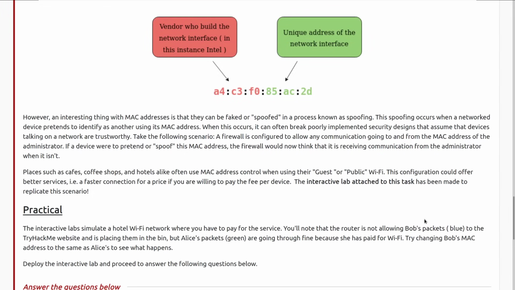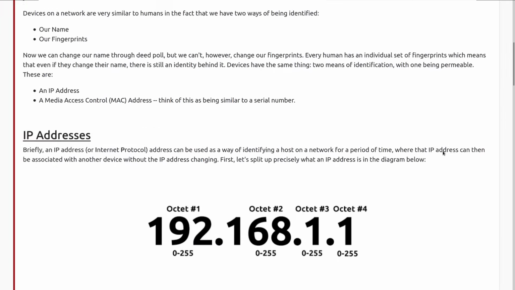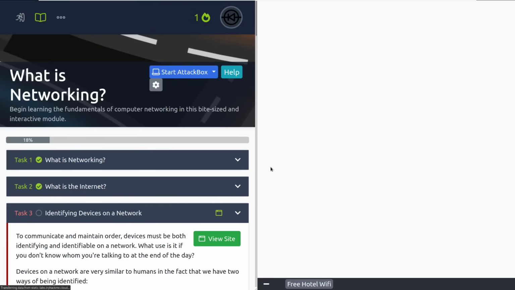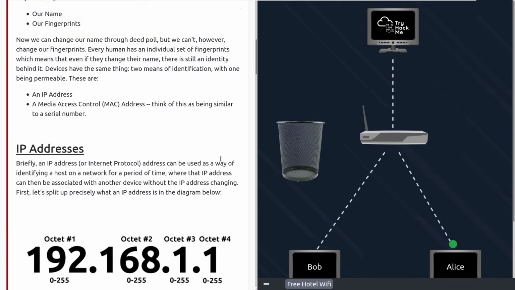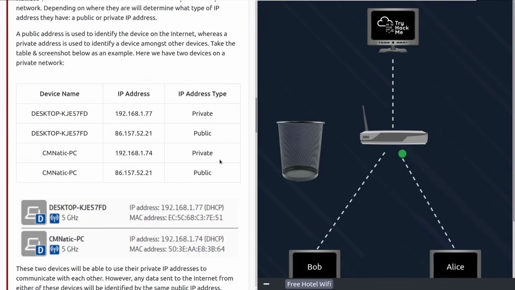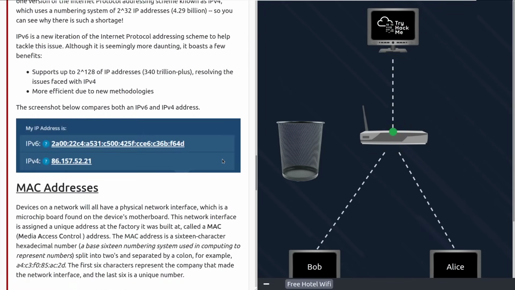Places such as cafes, coffee shops, and hotels often use MAC address control on their guest or public Wi-Fi. This configuration could offer better services, i.e. a faster connection for a price if you're willing to pay the fee per device. The interactive lab attached to this task has been made to replicate this scenario, and let's go ahead and spin that up right now. So in theory, you could just pretend to be someone else. That is something that happens. Let's go ahead and scroll back down to the practical bit.